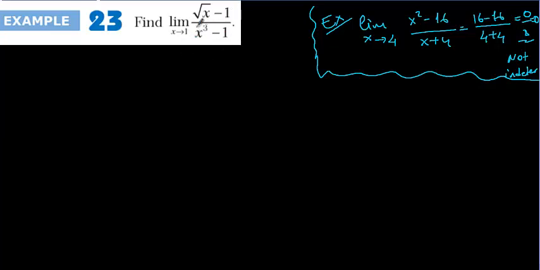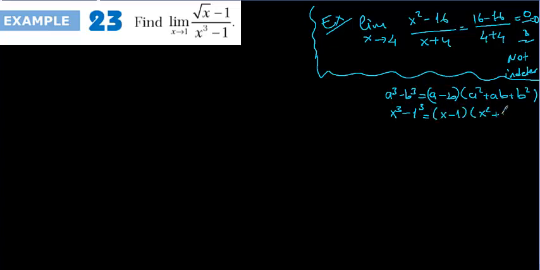Here we have root x minus 1, and we have x cubed minus 1. For this kind of question, we have to know very well the definitions of a cubed minus b cubed and a cubed plus b cubed. A cubed minus b cubed is equal to a minus b times a squared plus ab plus b squared. So x cubed minus 1, which is 1 cubed at the same time, is equal to x minus 1 times x squared plus x times 1 plus 1 squared, which is x squared plus x plus 1.